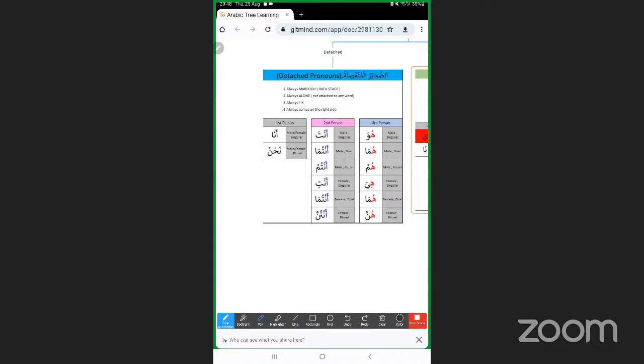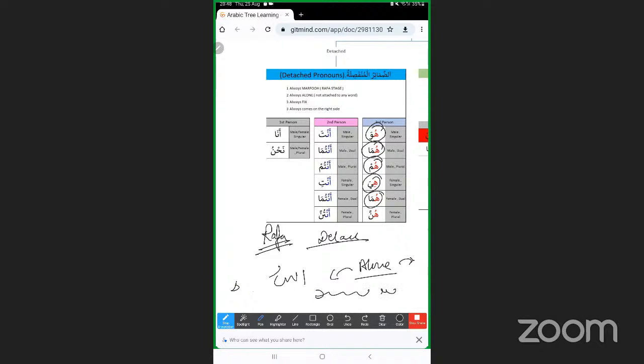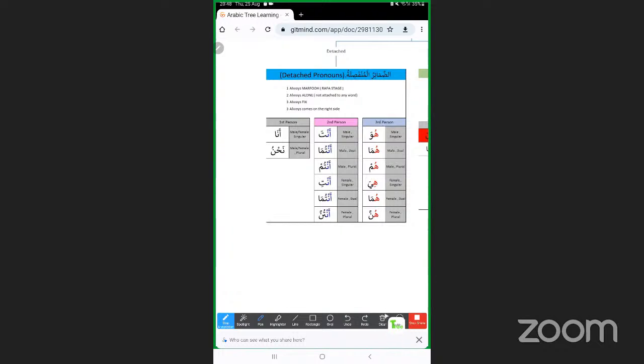So to identify the pronouns in rafa stage, all rafa stage pronouns are called detached pronouns because they are always written alone. They are not attached neither on the right side nor on the left side. In Arabic, normally, you attach things at the end, like baytuhu, kalamuhu. But detached pronouns, because they are in rafa, are different.